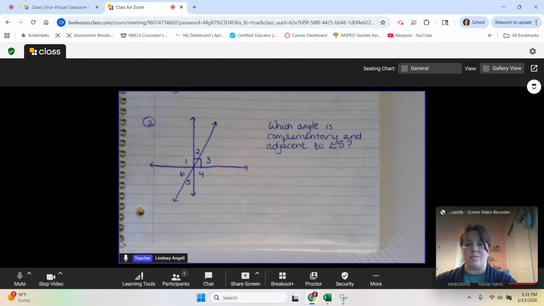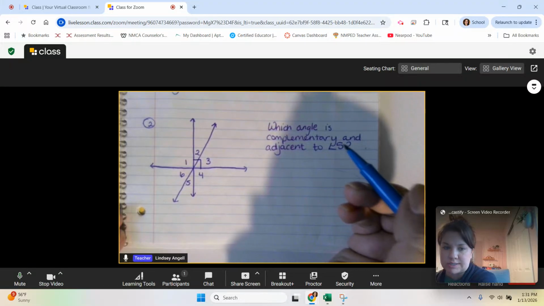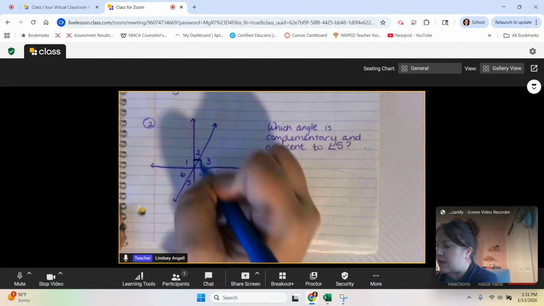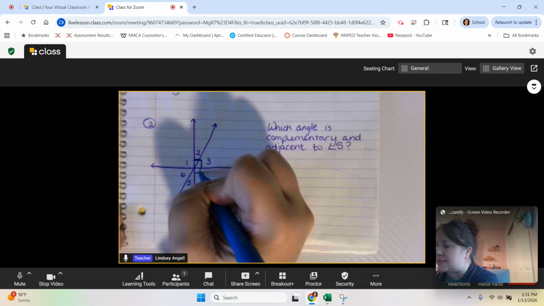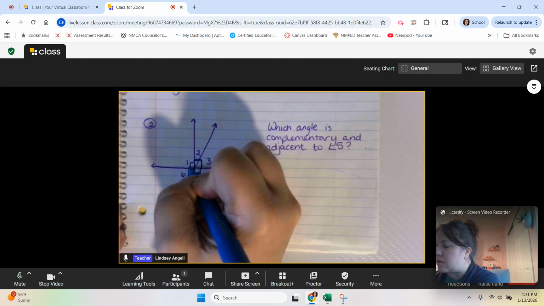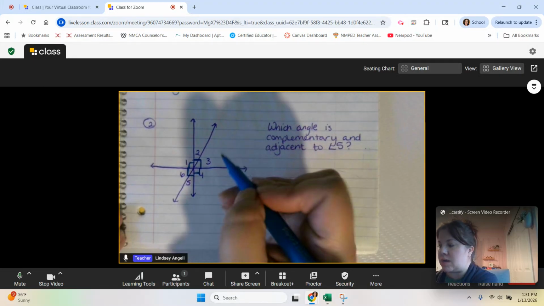All right, number 2, which angle is complementary and adjacent to angle 5? There are a few things we need to remember. One of them being if they're going to equal 90 degrees, well, if this right here is a 90 degree angle, that also means this is a 90 degree angle, this is a 90 degree angle, and so is that one, because they would all add up to 360 degrees.